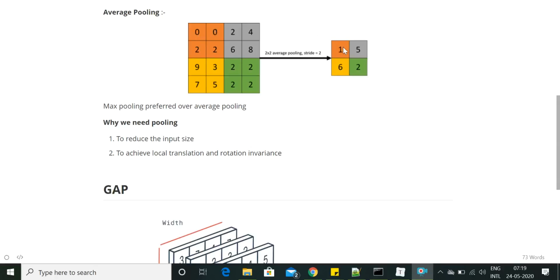Similarly, we can do for other regions as well, and we will be getting the values that are present on the right. So there is this debate whether max pooling is better or average pooling is better. But in general, you will see that people tend to use max pooling compared to average pooling.